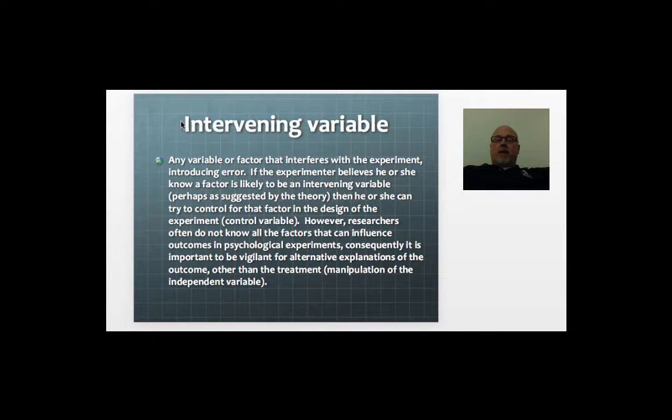A third type of variable is rather nefarious. This is the intervening variable. In all research, there are some factors that are sort of invisible to us or blind that we maybe didn't think about that come into play and influence experiments.